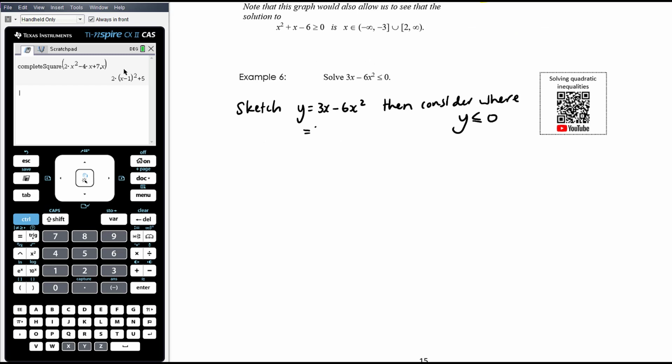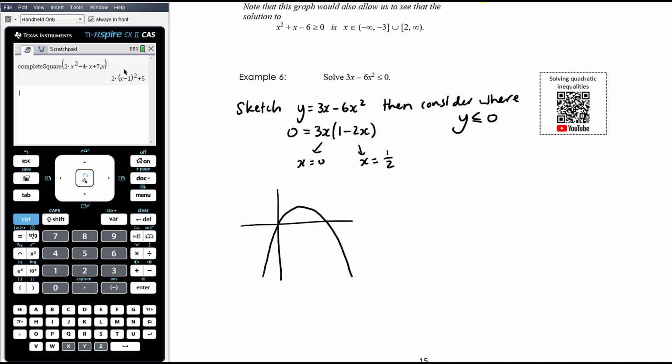Okay? So that is where the graph is on or under the x-axis. Factorising this, 3x is a common factor, leaves us with 1 minus 2x. So x-intercepts are at 0 and positive half. It is a sad parabola, the negative x squared term. So it looks something like that. That's half and that's 0. We want to know where the y values are less than or equal to 0. So the y values are equal to 0 at those 2 points and less than 0 down here.